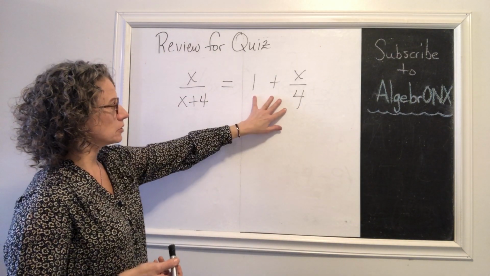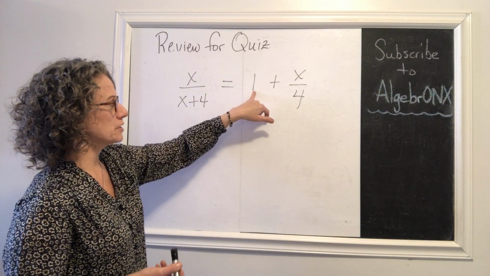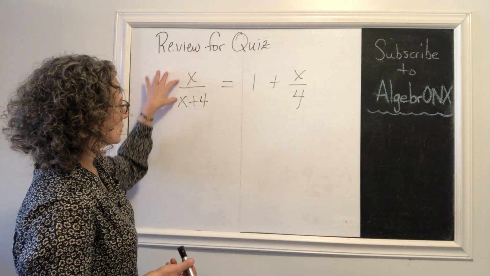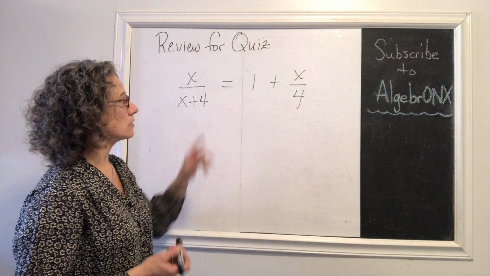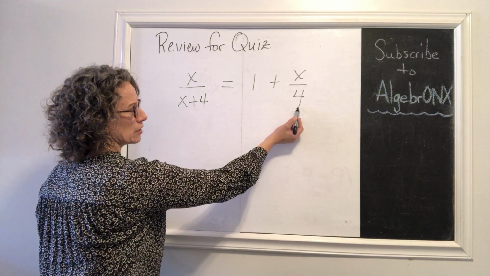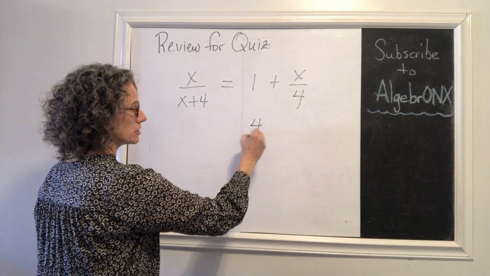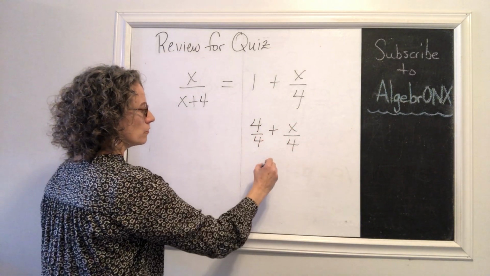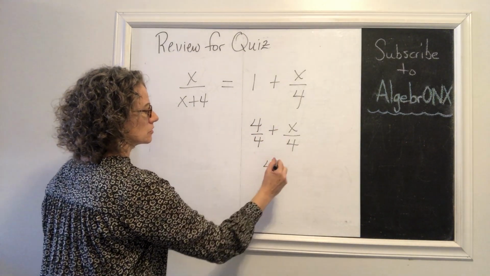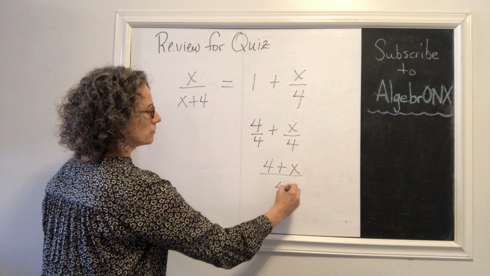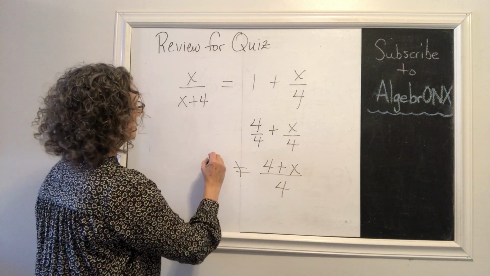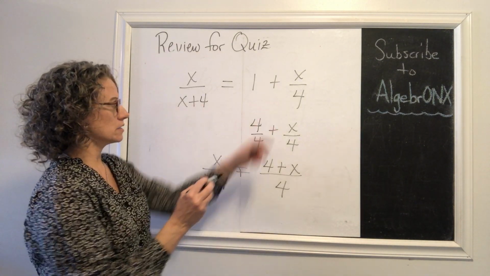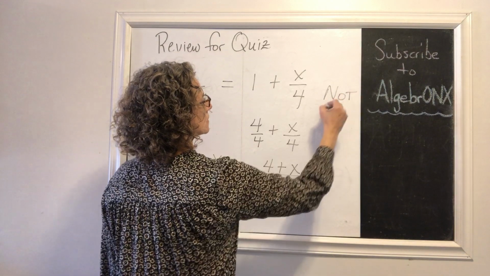So in this case, I'm looking at the right and I'm thinking, well, if I make a common denominator here, I can rewrite it as a rational expression, something like that. So let me try to do that. So this is a denominator of 4. 1 in disguise is 4 over 4, and that would be plus x over 4. 4 plus x over 4 does not equal x over x plus 4. These are different, and so this is not an identity. Not an identity.